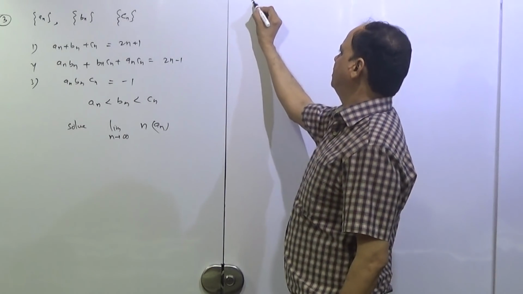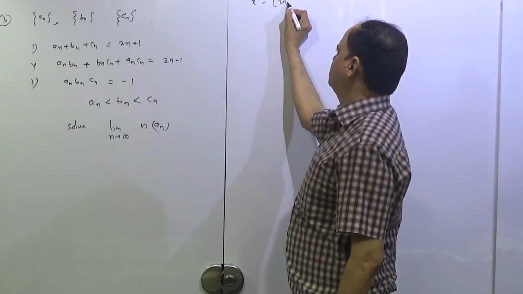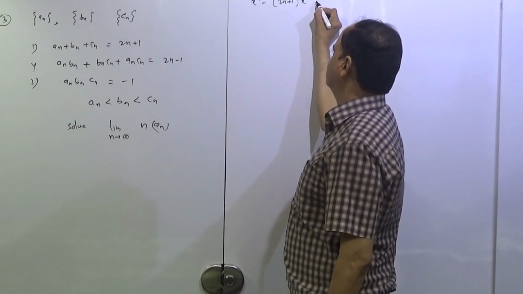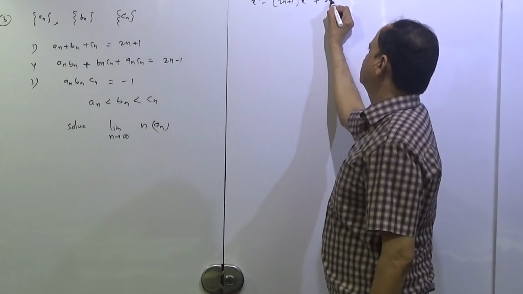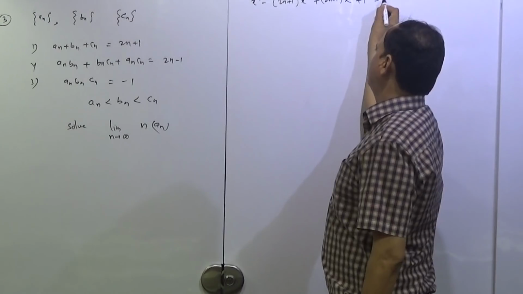So x cubed minus (2n plus 1) x squared plus (2n minus 1) x plus 1 equals 0. Excellent.